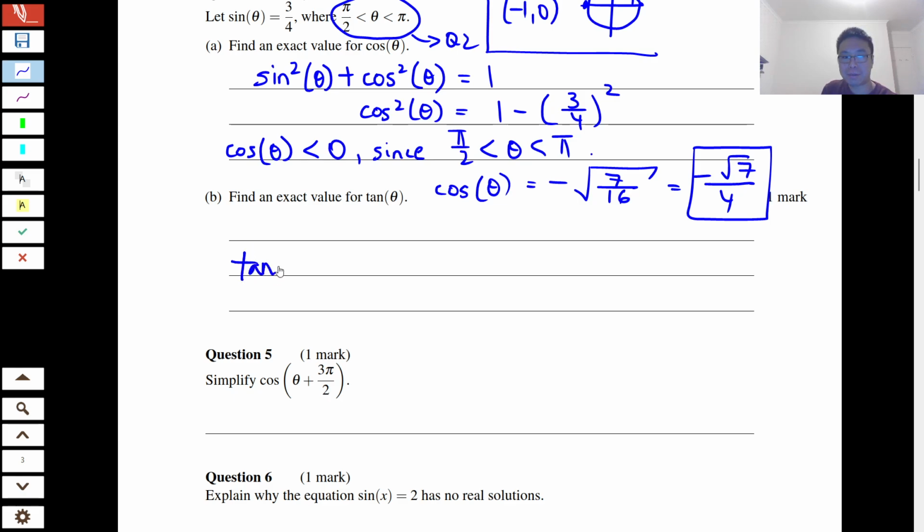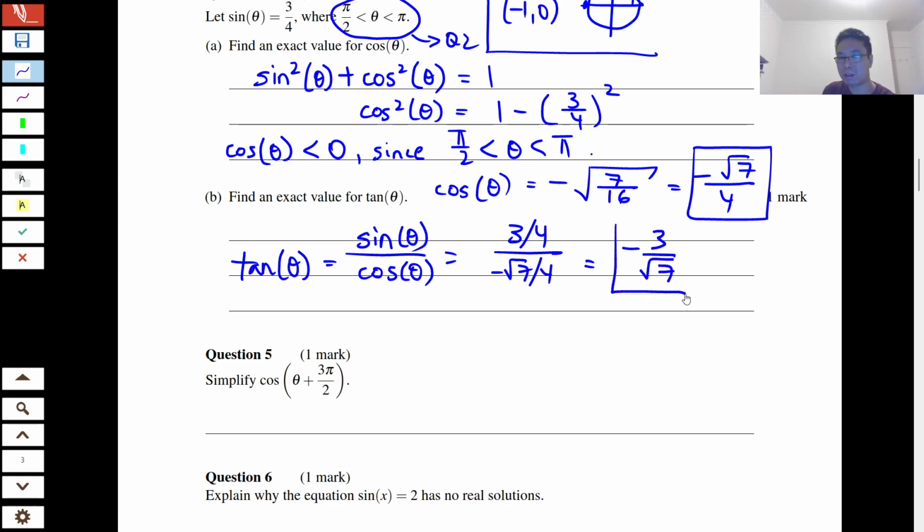Okay, tan theta, by definition, is sine theta over cosine theta. So it's 3/4 divided by negative root 7 on 4, and so that equals -3 on root 7. I'll accept that. Or you can choose to rationalize the denominator as well by multiplying by root 7 on root 7. Okay, both are acceptable.